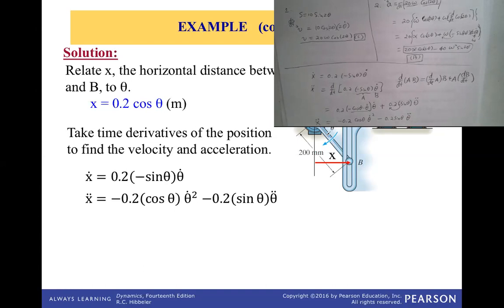Second time derivative. All right, so this is velocity, this guy's acceleration. And then this should be the angular velocity, and this guy's angular acceleration. I'm sorry, this is the velocity on the top here, and then this is the angular velocity. Linear velocity and angular velocity, relating them together.